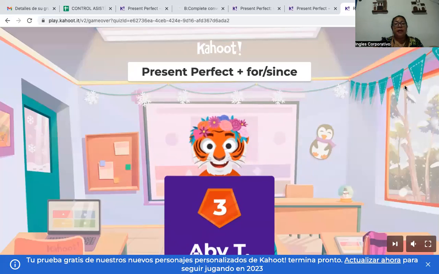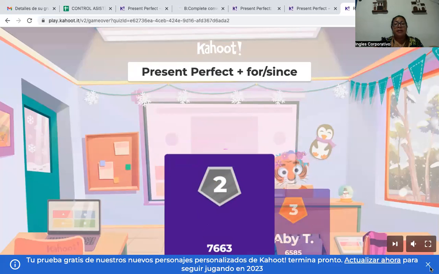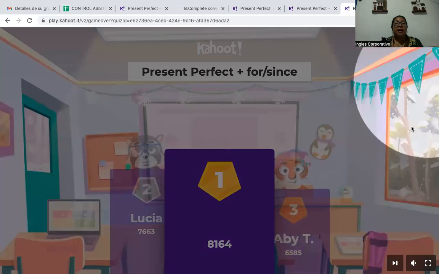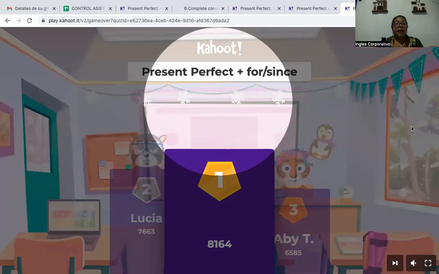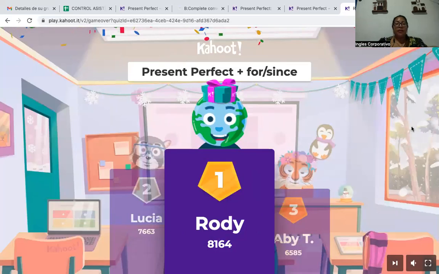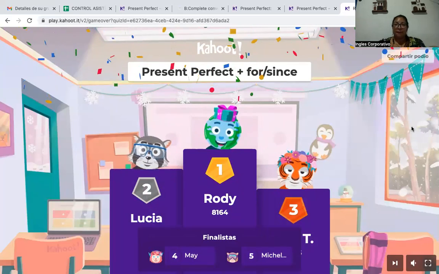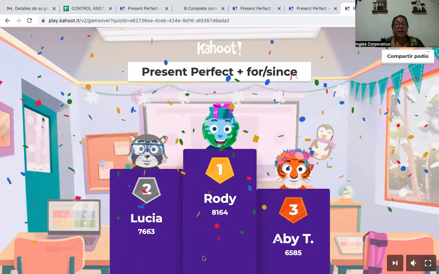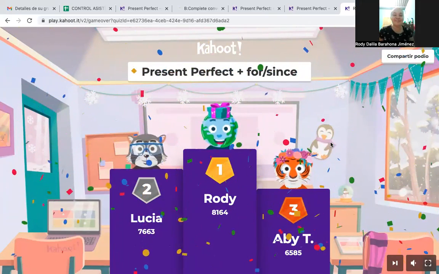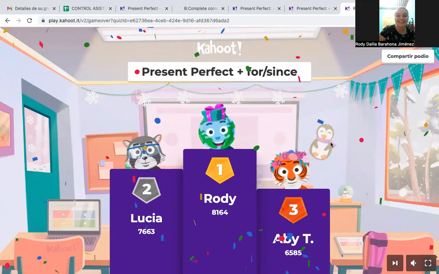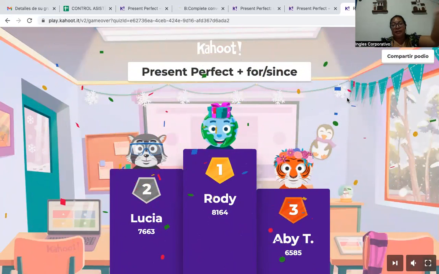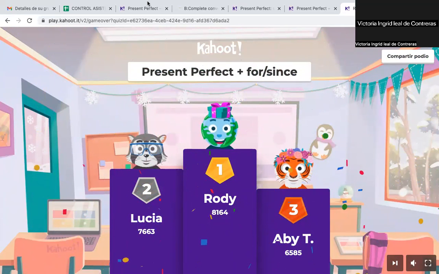The third place, Abby. Second place, Lucia. In third place, I think we know. Yes, Rodi. Excellent. Fourth place, May. Por primera vez ganó. Excellent. So that, eso significa que estamos mejorando. You are better now. Excellent. Congratulations. Okay.